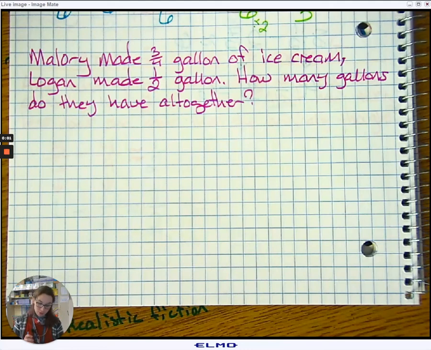This is lesson 4.2, example 3, and we have Mallory who made 3/4 of a gallon of ice cream and Logan, hi Logan, who made 1/2 of a gallon. How many gallons do they have all together? There are two ways that I'm going to demonstrate this problem. The first way is the regular way.